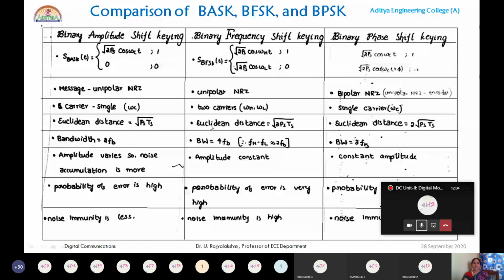Similarly, what is the Euclidean distance for FSK? Root 2 Ps into Tb, because Ts is Tb. Or you can also say it as root 2 Eb.